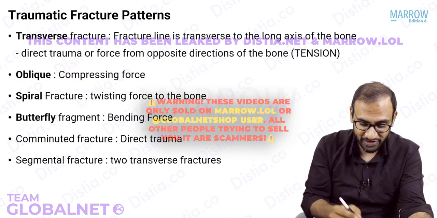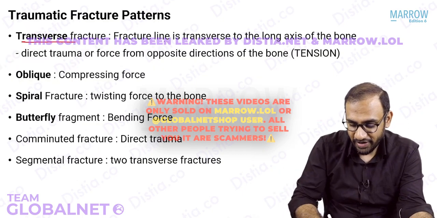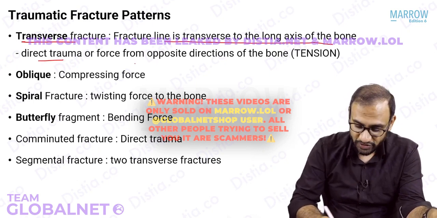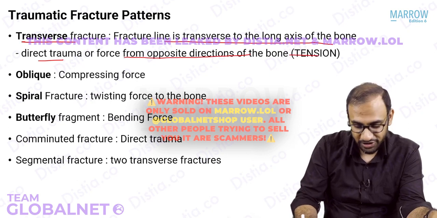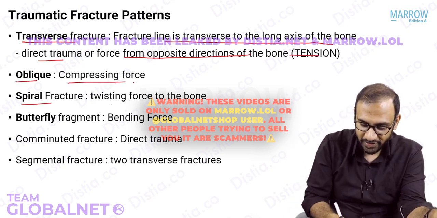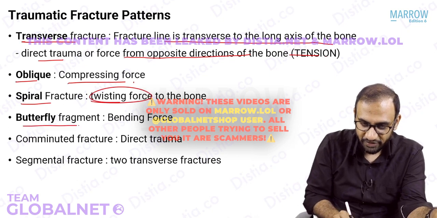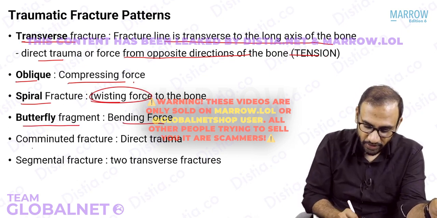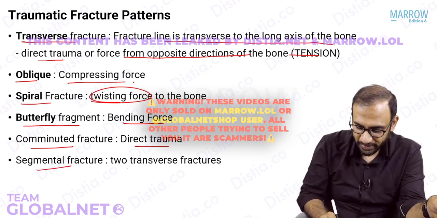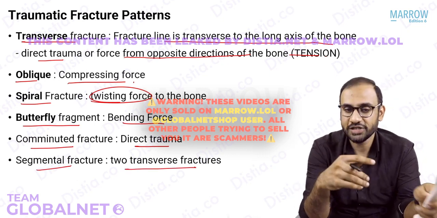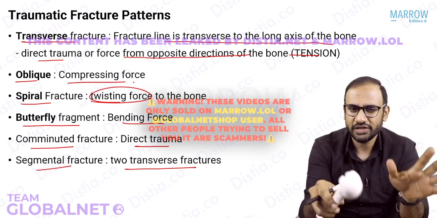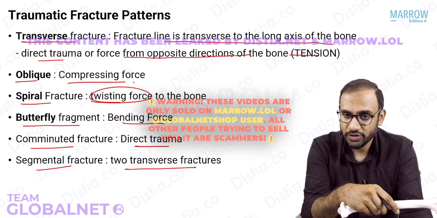As promised, everything is written. Transverse fracture: the line is transverse to the long axis of the bone, direct trauma or force from opposite directions of the bone known as tension force. Oblique fracture, compression force. Spiral fracture, twisting force. Butterfly fragment seen in bending force. Comminuted fractures, direct trauma. Segmental fracture, where there are two transverse fractures that divide the bone into multiple segments. These are your types of fractures that occur because of trauma.